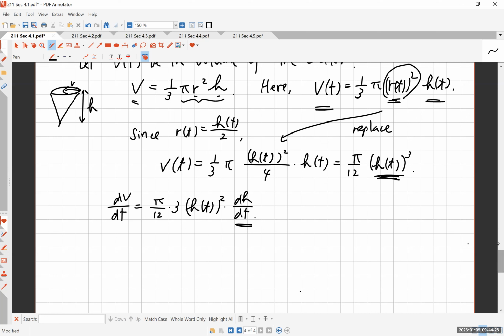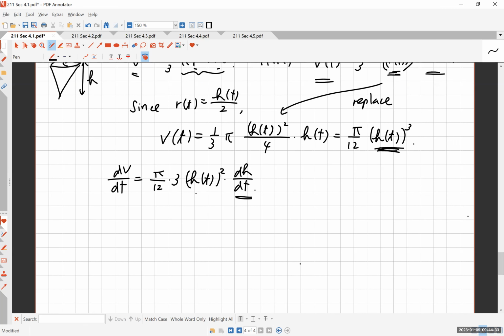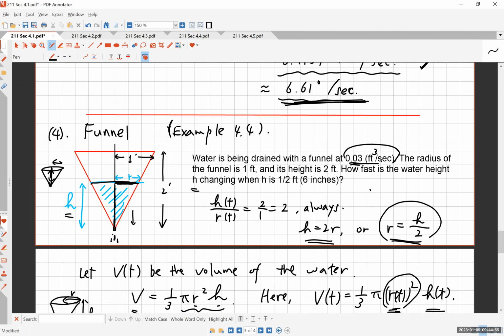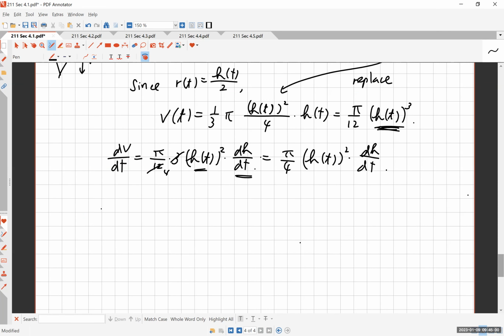What does the question say? When the height is 1/2, okay? So we know at the particular point in question, we know this is 1/2, right? All right, so, oh, by the way, let's simplify this also. 3 and 12. So this is pi over 4 H of T square dH dt. Okay. dV dt is a given, isn't it? It's 0.03. What are we looking for? dH dt. Okay, let's just go ahead and solve for that.